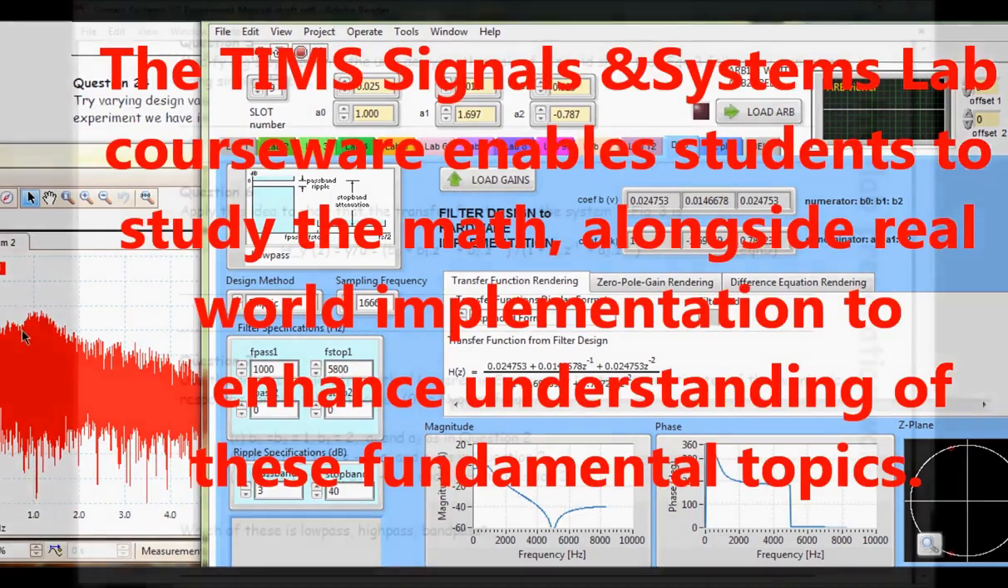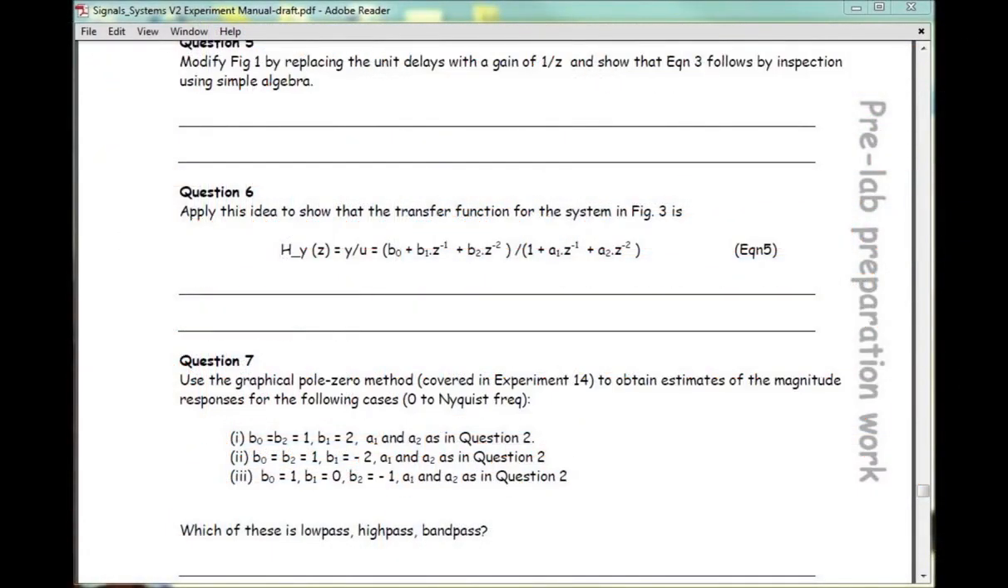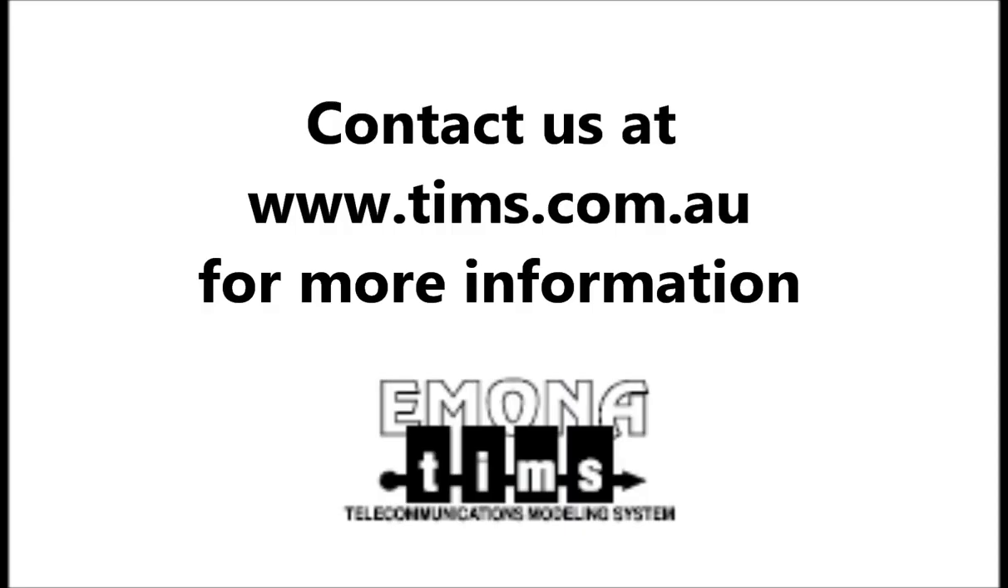Signals and systems is a complex and a very abstract topic. Help your students develop better understanding by using the hands-on TIMS equipment.